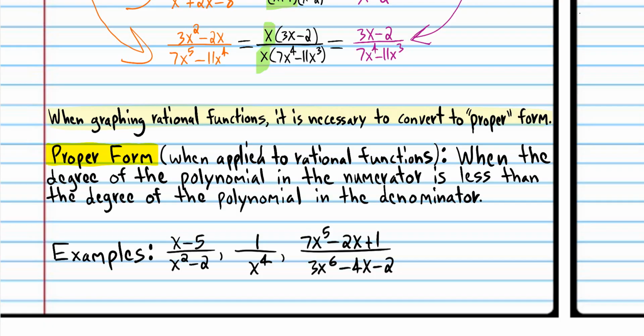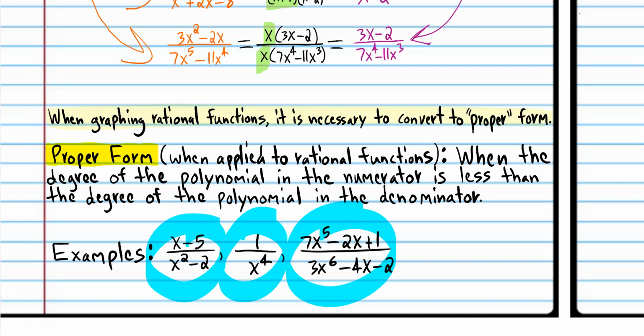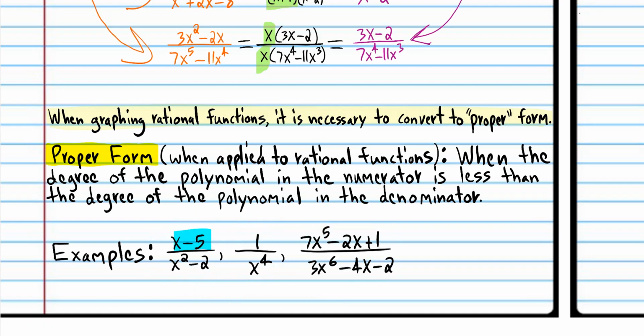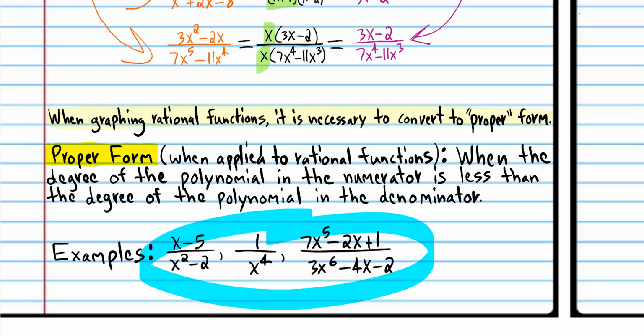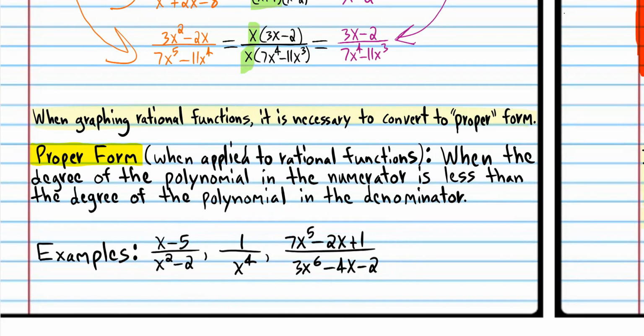Now, here are some examples of expressions you might see in rational functions where we have proper form. The degree of the numerator here is 1, and the degree of the denominator is 2. So the degree in the numerator is less than the degree in the denominator. And here the degree of the numerator is 0, and here the degree is 4. So the degree in the numerator is less than the degree in the denominator, and so on and so forth. So these are all expressions that you might see in a rational function where we have proper form.